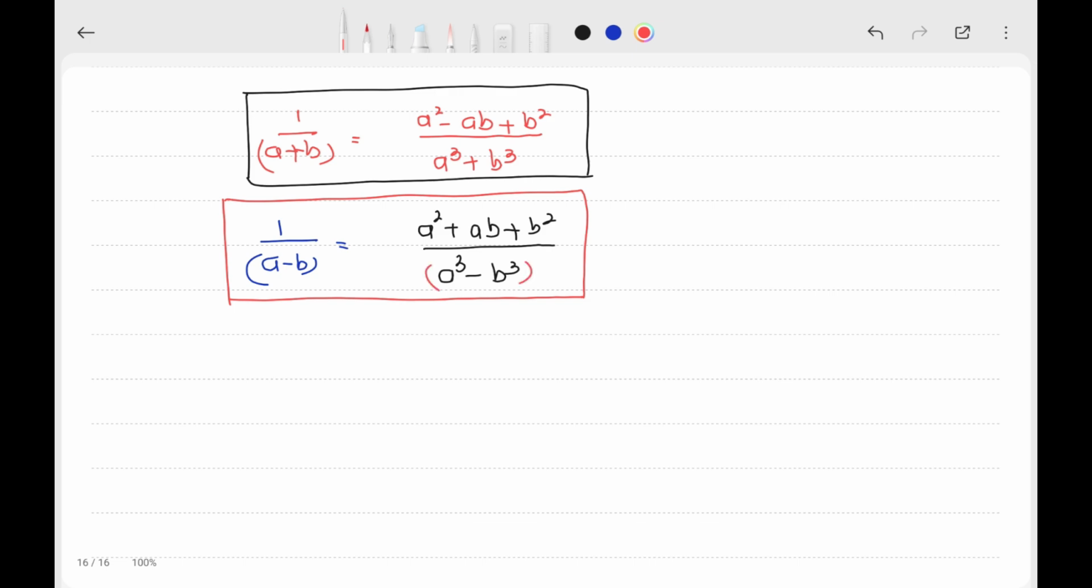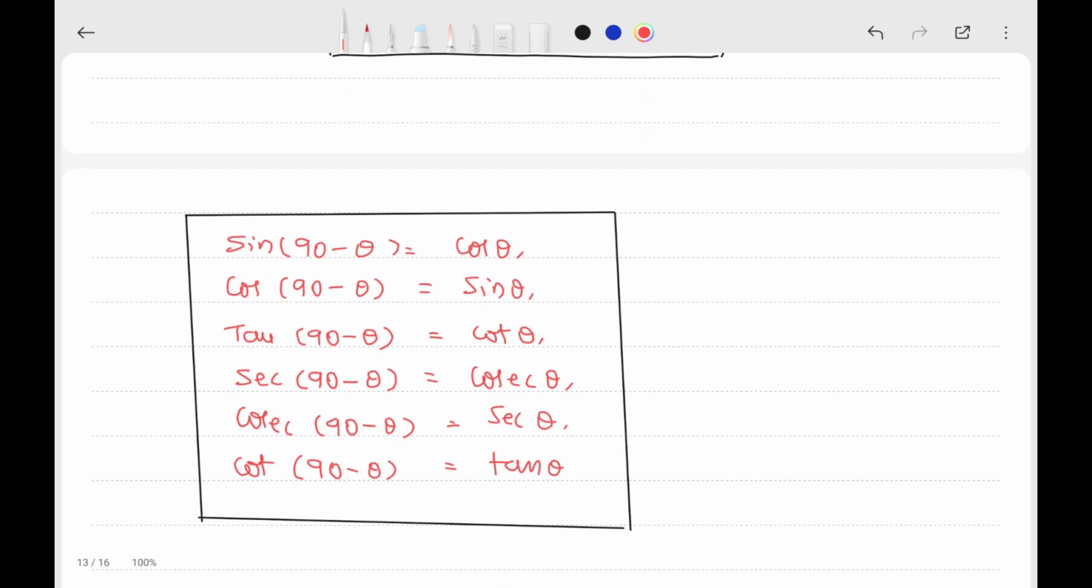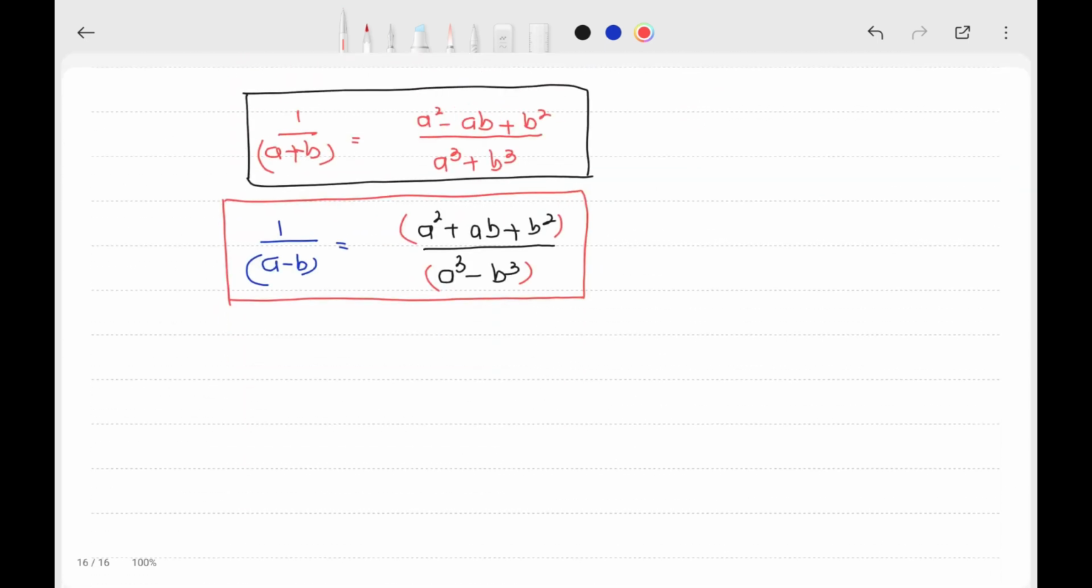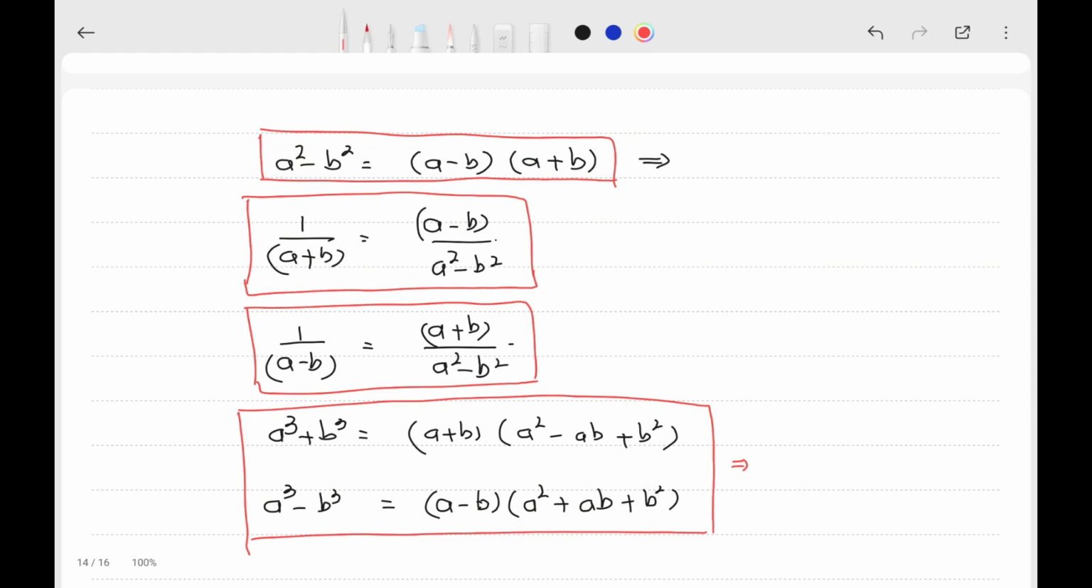If you are familiar with these 6 formulas here, sin theta, cos theta, tan theta, secant theta, cosecant theta, cot theta, original when theta is less than 90 degrees, then sin 90 minus theta, cos 90 minus theta, tan 90 minus theta, secant 90 minus theta, cosecant 90 minus theta, cot 90 minus theta. Then with this a square minus b square is equal to a minus b into a plus b. 1 by a plus b is equal to a minus b by a square minus b square.